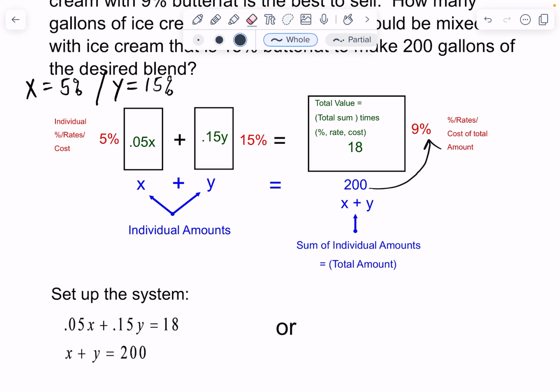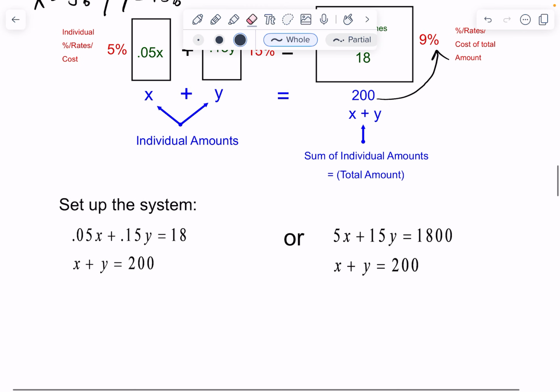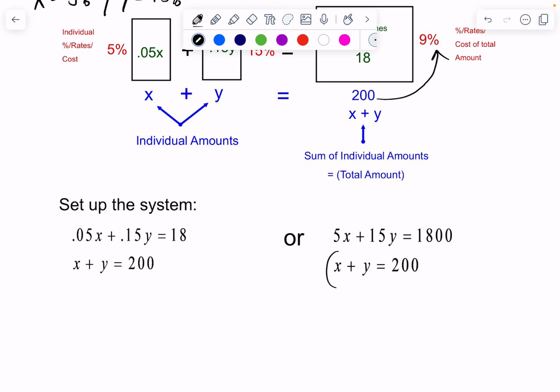I'm going to go ahead and multiply everything by 100 on the top, get rid of my decimals. And now it's easy. Let's go ahead and solve. Me personally on this one, I'm going to go ahead and eliminate the x's. So that gives me negative 5x minus 5y equals negative 1,000.